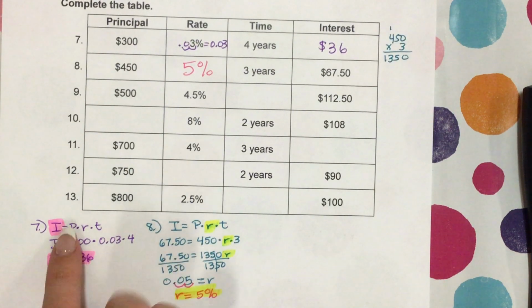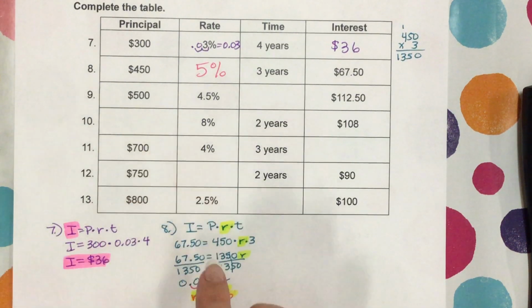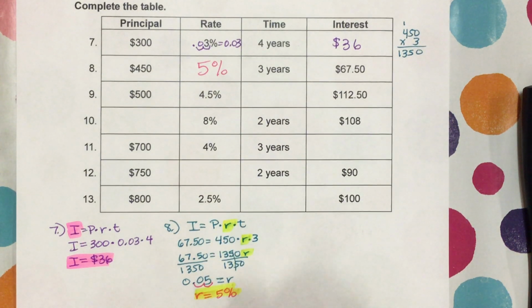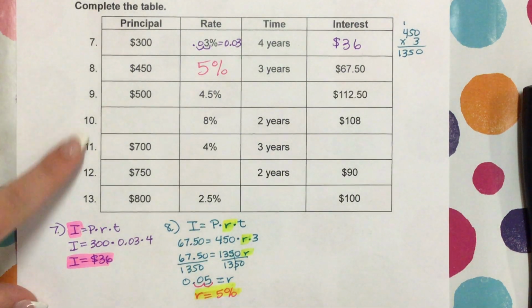Use this as your guide. Write the formula out, substitute the terms in, show all your work, and then when you have your answer, identify your answer, and then fill in the table, okay? So I want you to work on 9, 10, 11, 12, and 13.